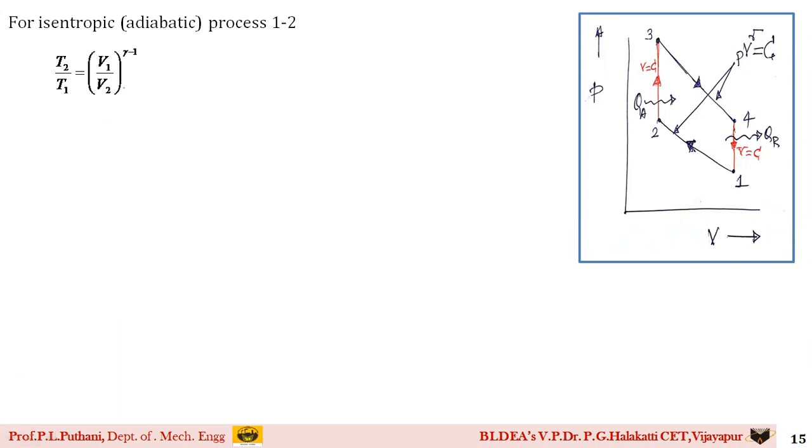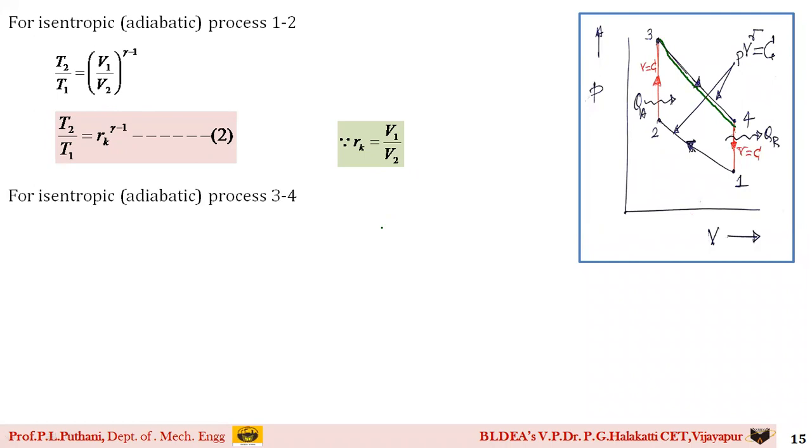So this you can see here. Similarly, what is V1 by V2? In the initial step, I said that as the piston is displaced from position 1 to position 2, it is nothing but the description of the air being compressed, naming it as the compression ratio. So I have replaced V1 by V2 as rk to the power of gamma minus 1. Similarly, if I apply this for the process 3 to 4, then I can write T3 by T4 is equal to (V4 by V3) raised to gamma minus 1.